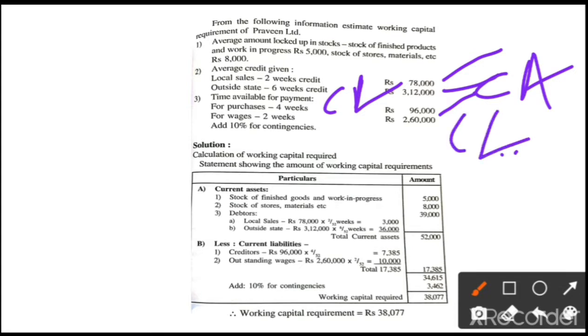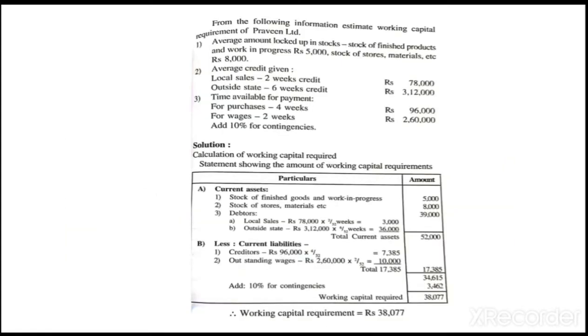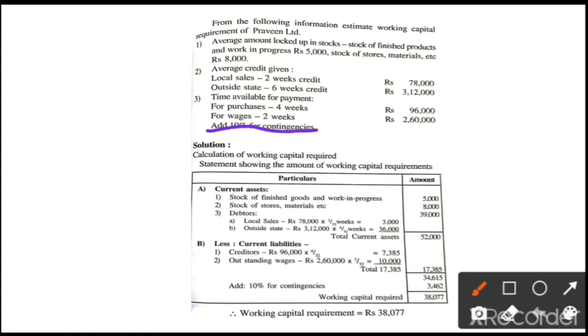Add 10% for contingencies. As per the procedure, we should add the contingency after calculating current assets minus current liabilities. If there is any contingency, that 10% should be added back, and then whatever we get is the exact working capital. If there is no contingency in the problem, there is no need to worry about it. Directly, current assets minus current liabilities, we will get it.